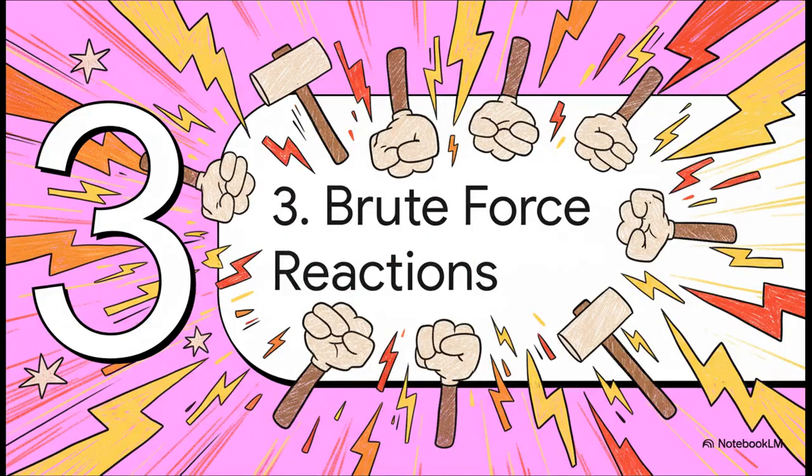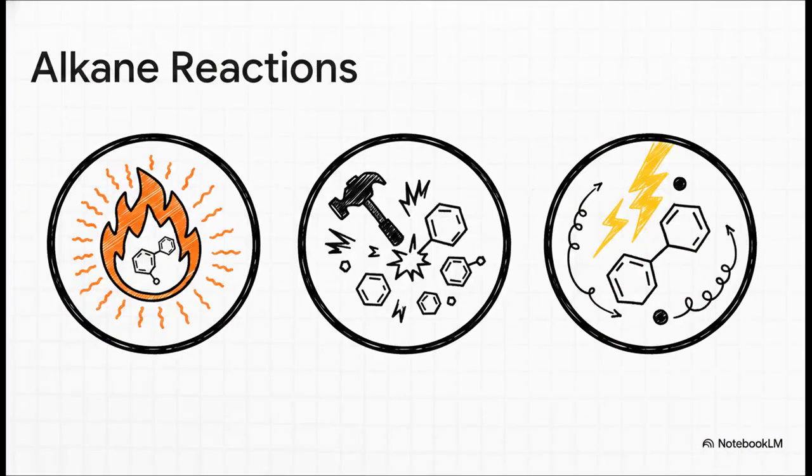So if alkanes are like these little chemical fortresses with no obvious way in, how on earth do you get them to react? Well, you have to use brute force. We're talking about a massive amount of energy. And their reactions are pretty dramatic. You've got combustion, which is really just a nice way of saying you set them on fire. Then there's cracking, where you use insane heat and pressure to literally smash big alkanes into smaller, more useful pieces. And then there's this one, free radical substitution, which is a wild chain reaction you kick off with UV light.